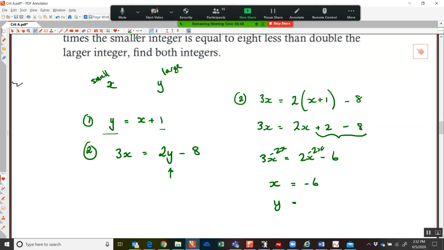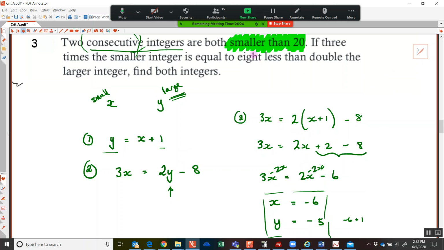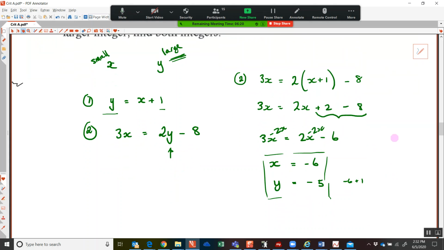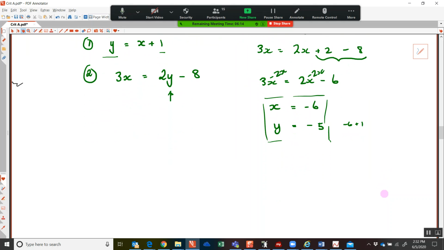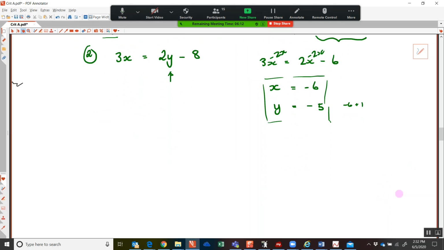y is -5, isn't it? Because y is the next number up. It's the larger number, so we could just do the next one. Or we've got y is x plus 1, so -6 plus 1 would be -5. But there are two numbers that we've got, and we just check and we say it's smaller than 20. Yeah? So those are your answers. Questions? No? All good with that? All right.